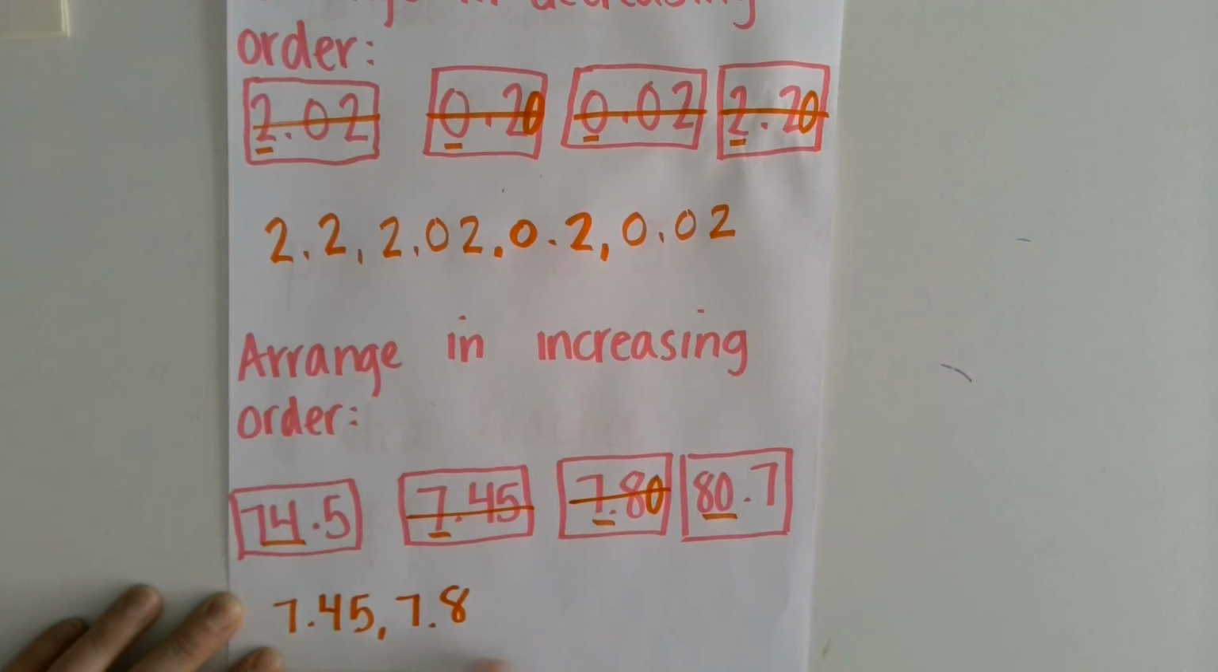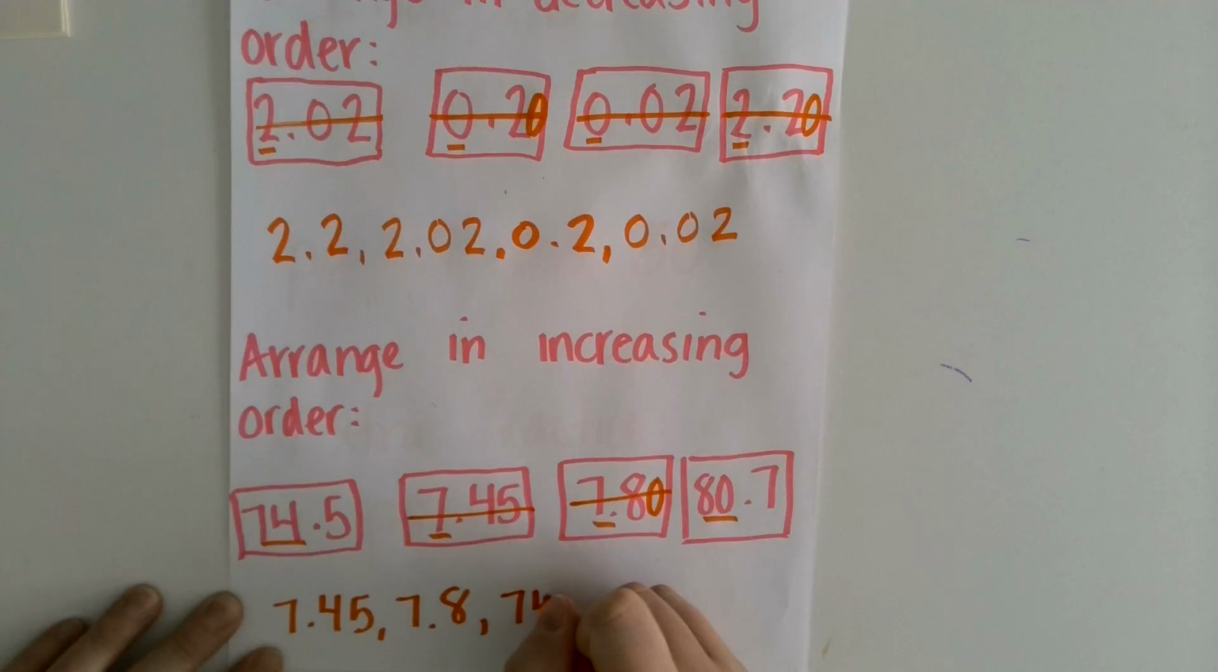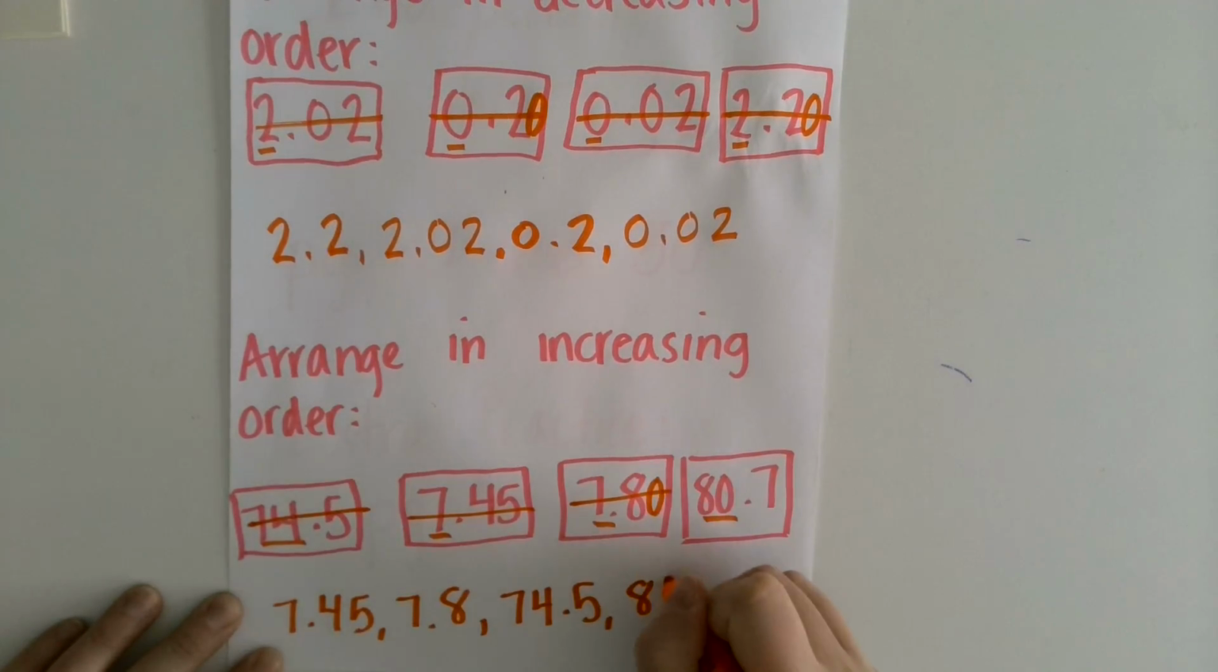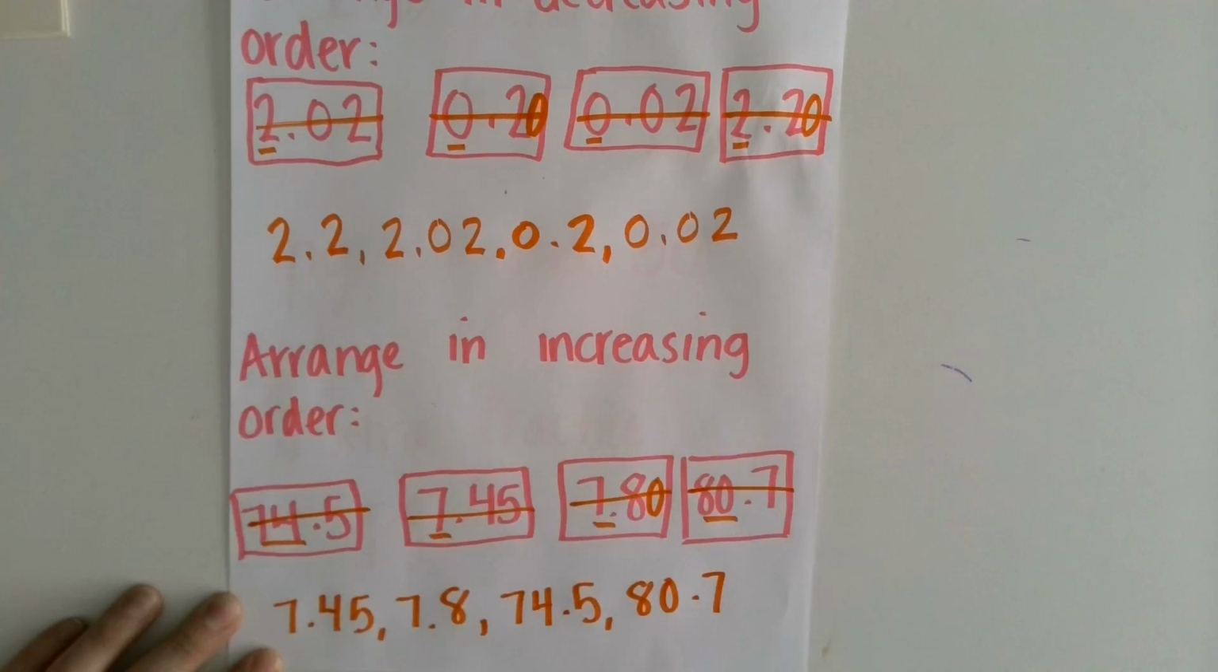Now I'm going to continue in increasing order, so I'm looking for the next smallest one. This was 74, this was 80. So 74 would definitely come next. And this would be my last one because it's my largest one.